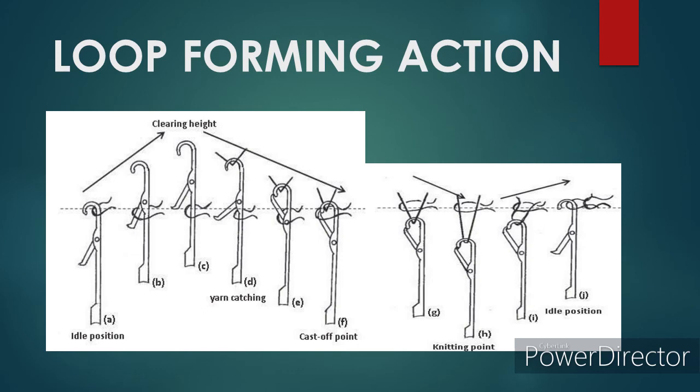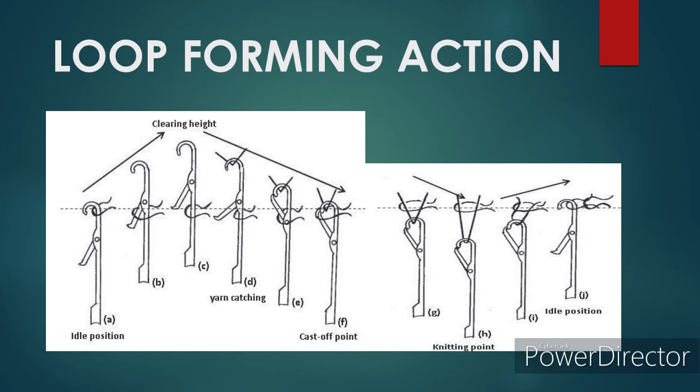Position number 7 and 8, loop formation. In this position, the needle with the new loop in its hook descends further inside the trick and the loop size gradually increases. The needle ultimately reaches the bottom of the cam, that is the downmost position, and the maximum length of yarn is drawn mainly from the package and partially from the previous loop to complete the formation of a new loop. This downmost point is called the knitting point.